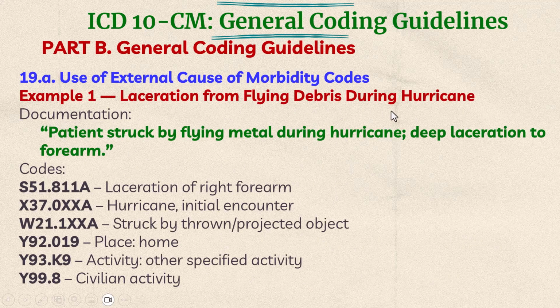Laceration from flying debris during hurricane. The documentation says: patient struck by flying metal during hurricane, deep laceration to forearm. So you code the primary cause for the injury, that is S51.811A, laceration of right forearm. Then the external cause codes: X37.0XXA for hurricane, initial encounter, W21.1XXA for struck by thrown or projected object, Y92.019 for place home, Y93.K9 for activity other specified activity, Y99.8 for civilian activity. So all these codes are describing this event.